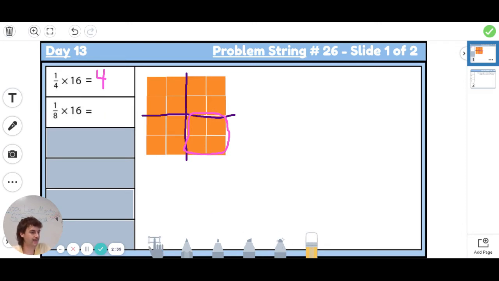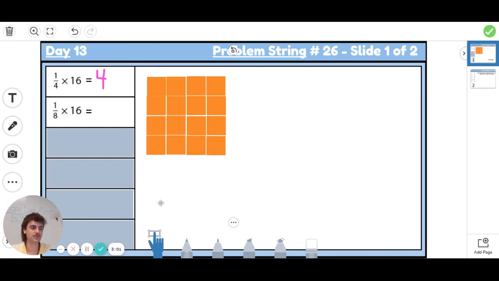Now, if we go on to the next problem, it says 1/8 times 16. Okay, 1/8 times 16. So we still have our 16 here, but instead of doing 1/4, we are going to do 1/8. So go ahead, and I'm going to pause my video. You're going to do the same thing. Once you have an idea or a thought, go ahead and restart the video, and we'll go and see what it is.